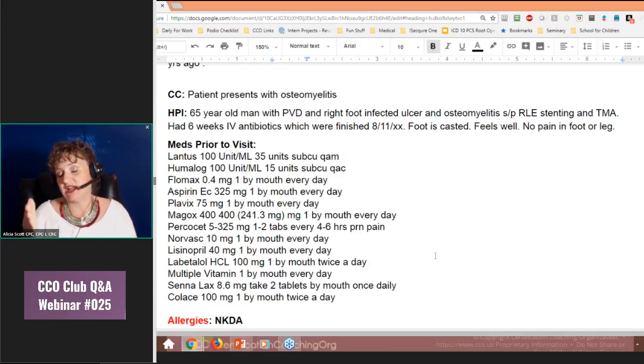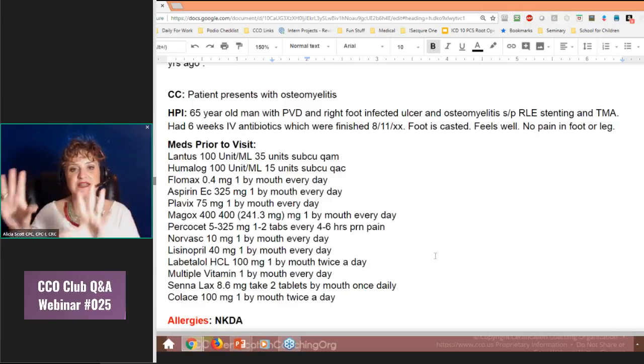Osteomyelitis itself, like I mentioned before, is a big bad infection. This is not something that you want, all right? It's scary to get this. It is treatable, but this guy was on 6 weeks of IV antibiotics. That's how it's treatable, right? This isn't just go to the urgent care and get an antibiotic. No, this is a bone and muscle infection.